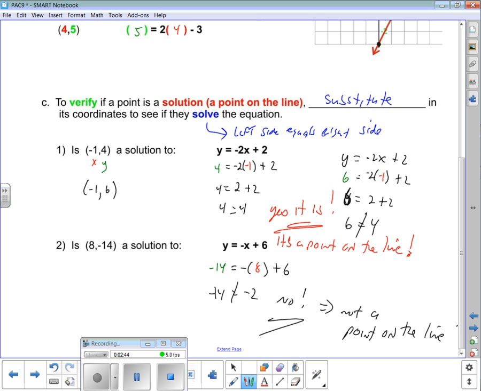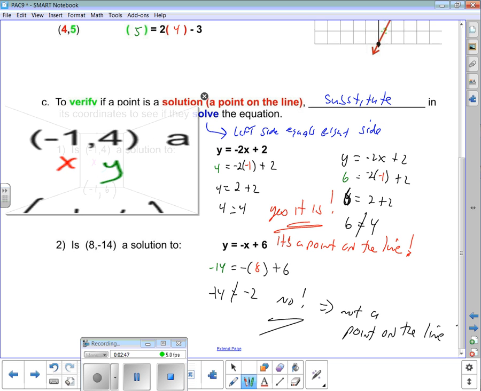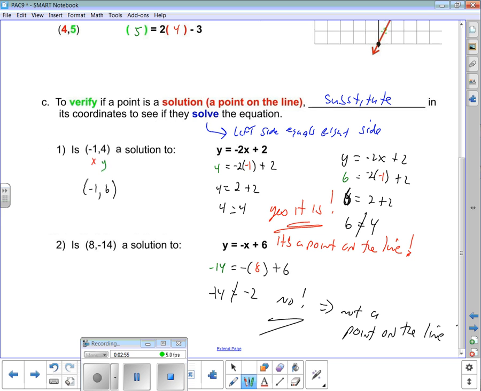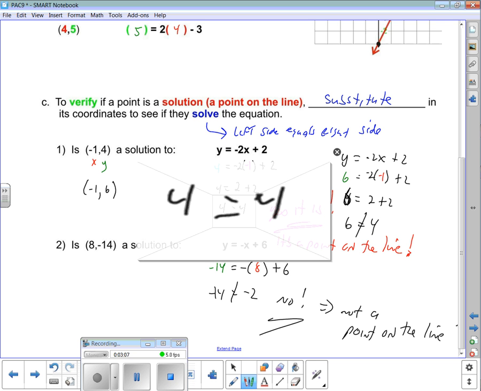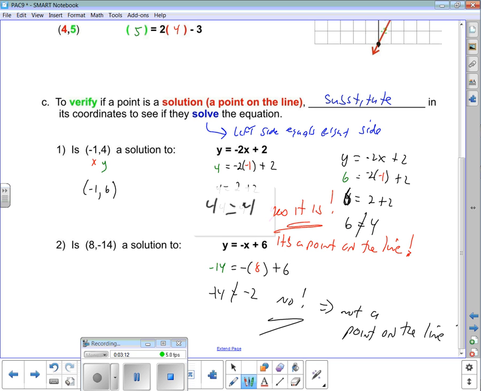So here was our first point, negative 1, 4. We put in negative 1 for x. We put in 4 for y. So take a look. Here's negative 1 in for x. Here's the 4 in for the y. When we do that, we ended up with 4 equals 4, a true statement. If it is a true statement, remember now, that means the point is a solution to the equation. It also means the point is a point on the line that is the equation.